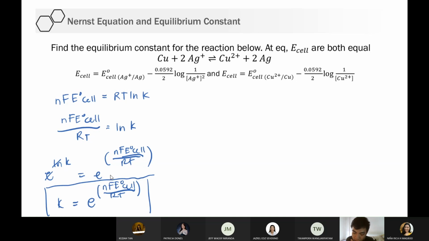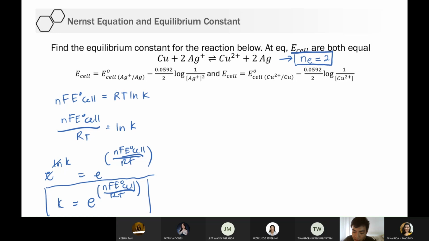So what is the moles of electrons? If you balance this equation, you will get that the moles of electrons is equal to 2. I will leave that to you to solve, but by simple inspection, the moles of electrons is 2.